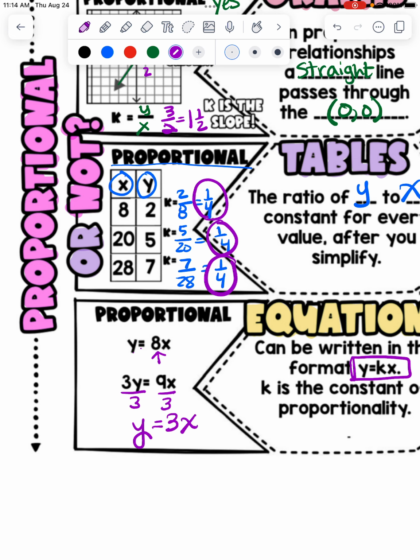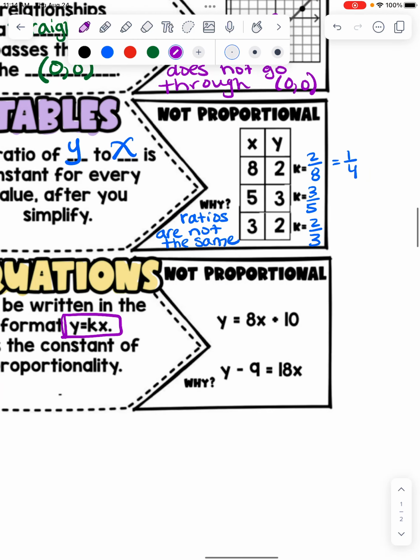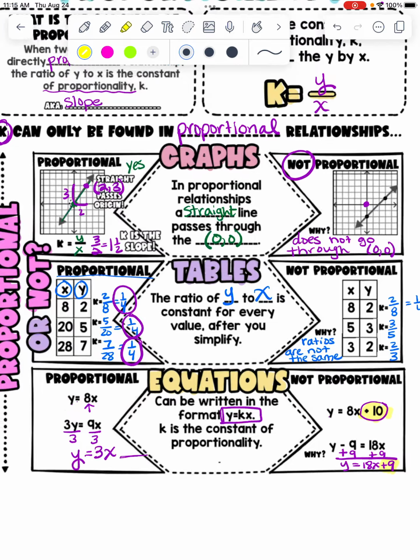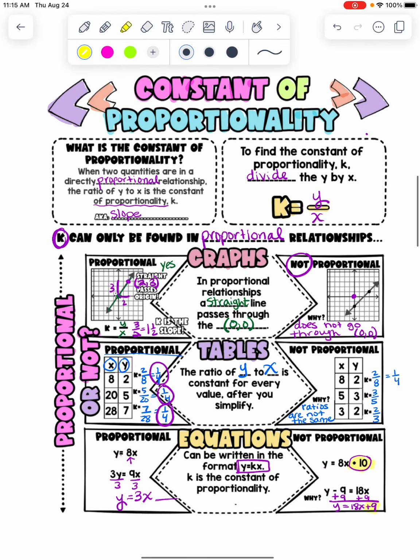What you want to look for to determine that it's not proportional is if they add something on over here. So let's look. In both of these cases, we have y equals 8x, but then they added this 10. So it's not in the form y equals kx. In this one, if I wanted the y all by itself, I could add 9 to both sides to get y equals 18x plus 9. But again, anytime you have this extra number added onto it, then that's going to make it not go through the origin on the graph. And so it's going to not be proportional. So that's how you can tell if relationships are proportional or not.